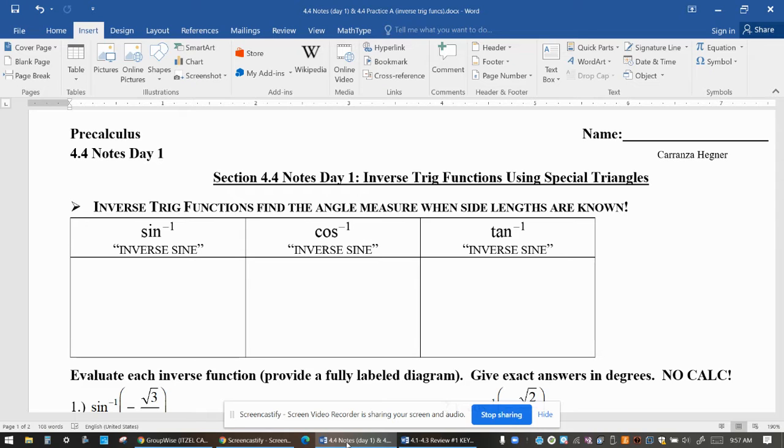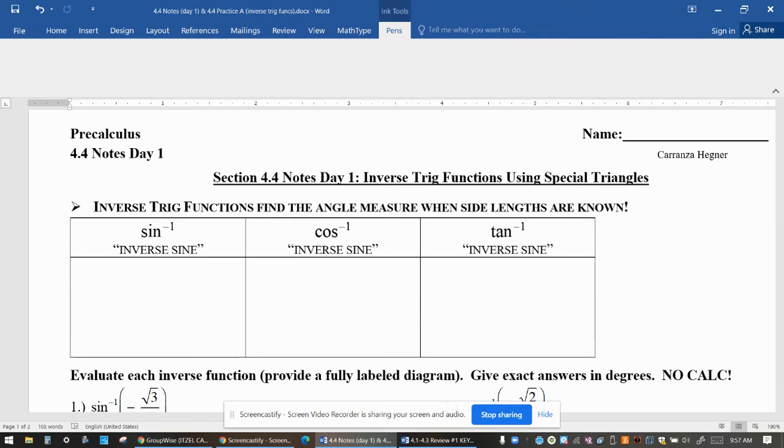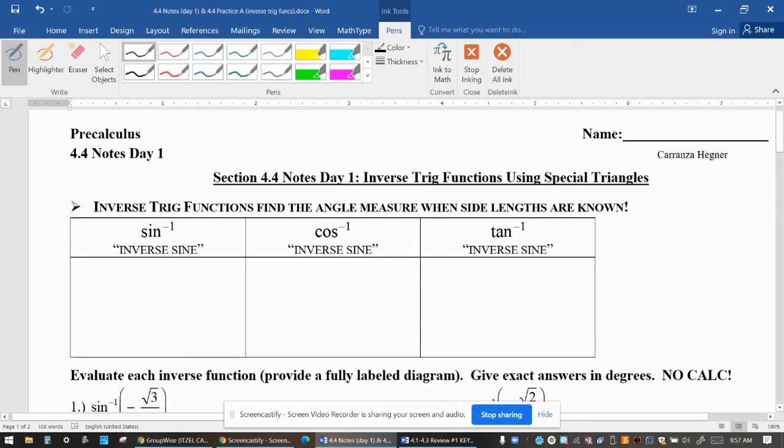So if you think back to a couple lessons ago, inverse trig functions help us find the angle measure. And in order to do that, you need to have the side lengths known. So it's super important for you guys to remember that inverse trig can only work if you know the ratio of the side lengths that correspond to that trig function.